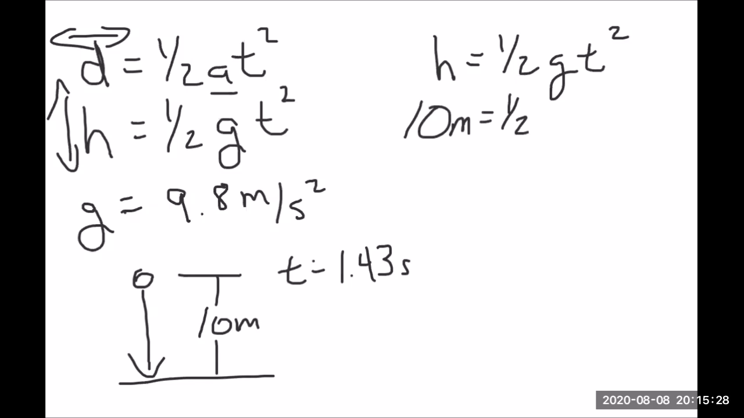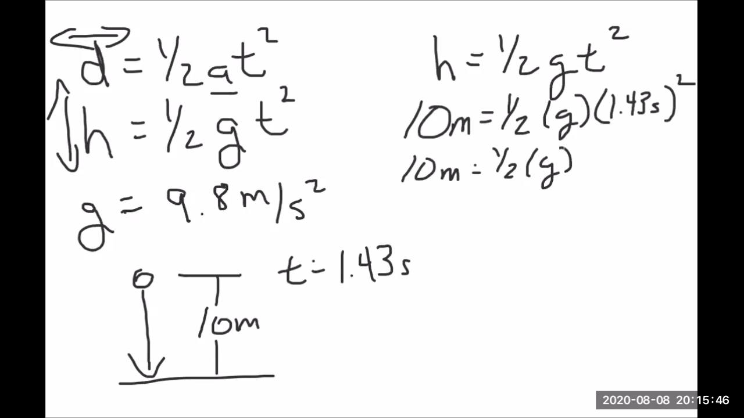That would equal 1/2. We're solving for the acceleration due to gravity, times 1.43 seconds, but we have to square that. So we've got 10 meters equals 1/2 our g, times 1.43 seconds squared, which is 2.0449. I'm going to write all that out, and I'll tell you why in a minute. 2.0449 seconds, and then close my parenthesis. My seconds are squared. I leave everything in my calculator.